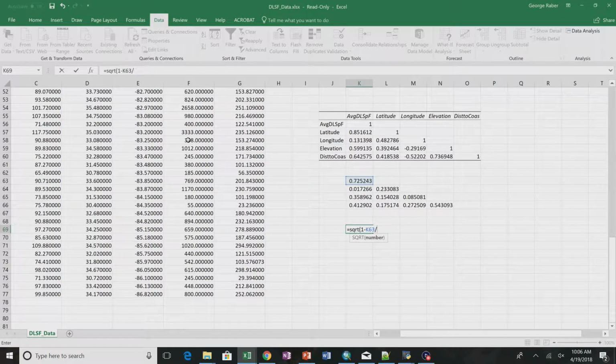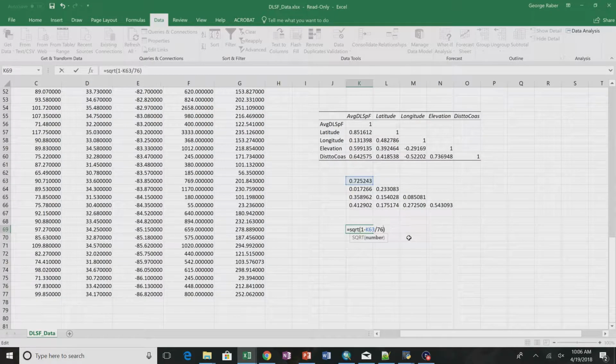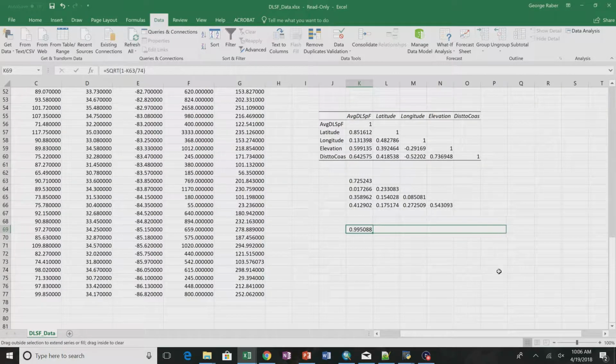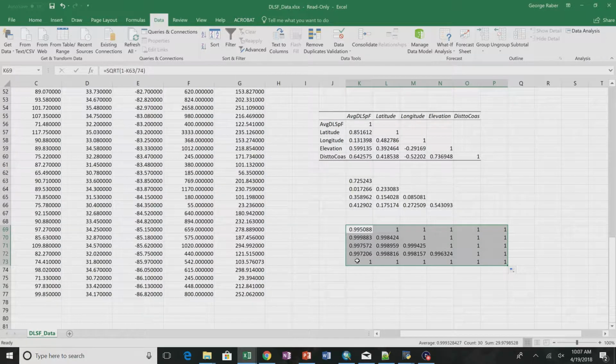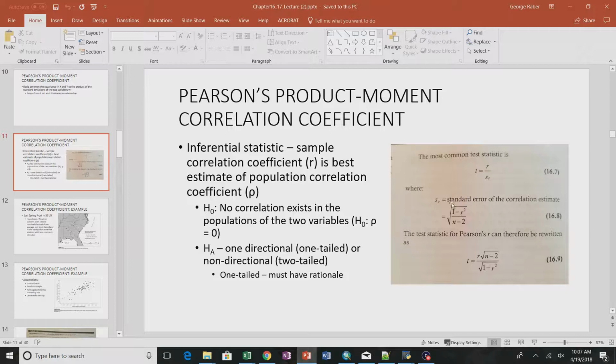n. What's n going to be? It's 76, because there's a label row at the top. So 76 minus 1, or minus 2. Minus 2. We can just put 74, since it's going to be the same everywhere. Then we can just fill this down again. Let's make sure that it used 74 the whole time. It did. So this is basically the standard error of the correlation estimate.